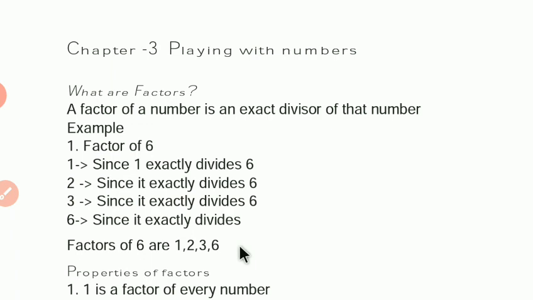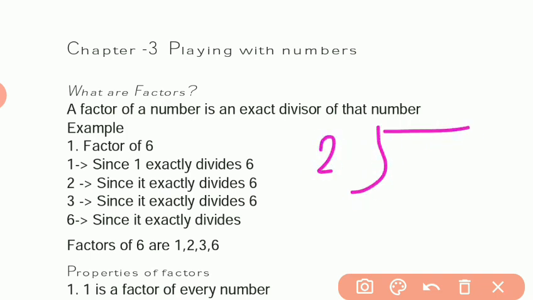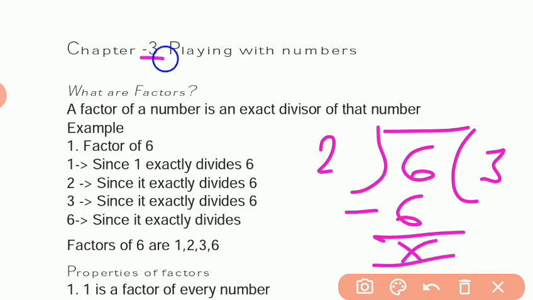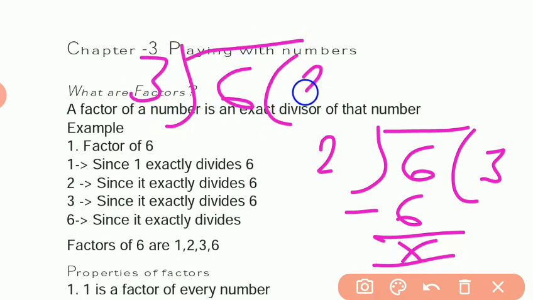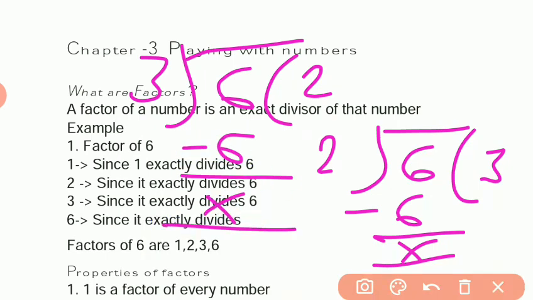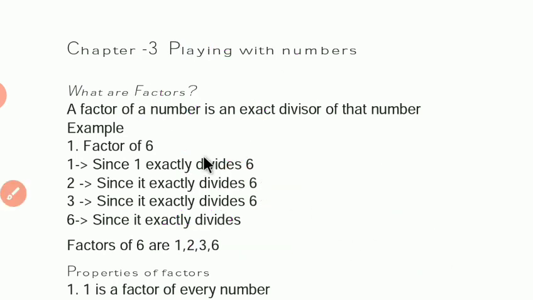Exact division means that when we divide, we get the remainder as 0. If we divide 6 by 2, 2 threes are 6, and you can see the remainder is 0. Or if we divide 6 by 3, 3 twos are 6. Here also the remainder is 0. It means 6 is exactly divisible by 3. So the factors are the numbers which exactly divide the given number. A factor of a number is an exact divisor of that number.